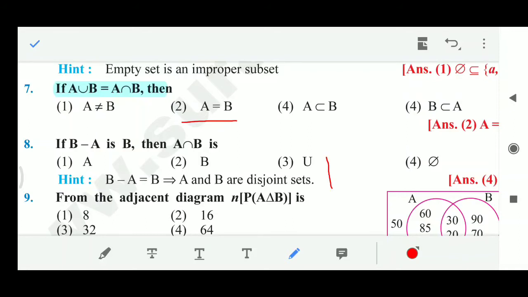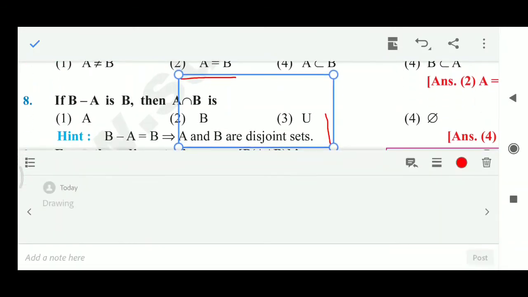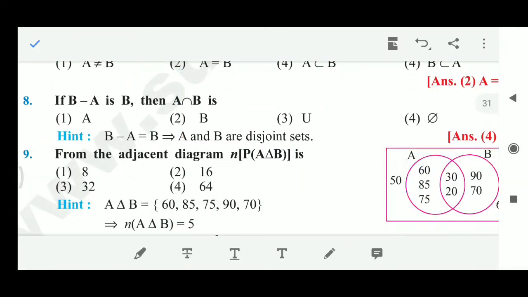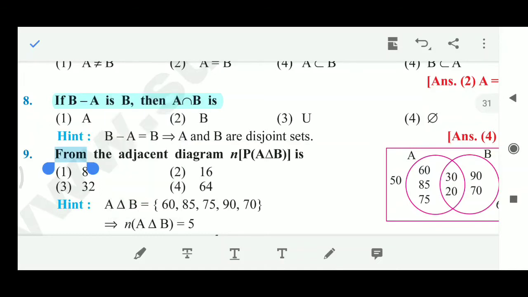Eighth sum: if B minus A is equal to B, then what is A intersection B? B minus A is equal to B. So what will be the option? B minus A equal to B means A and B are disjoint. Disjoint means they don't have any common element. So the option is the null set.